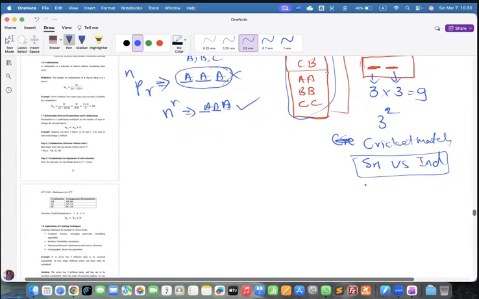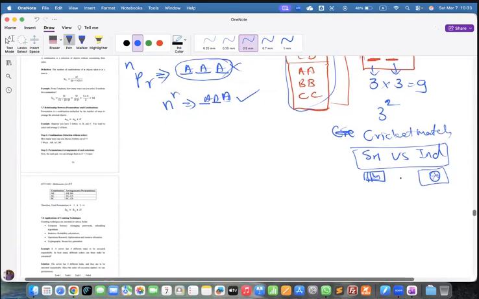Now we need to hoist the flags. We have a Sri Lankan flag, an Indian flag, and another ICC flag. We have 3 flags: one is the Sri Lankan flag, one is the Indian flag, one is the ICC cricket board flag. Now we have 3 rods to hoist these. This is the question.